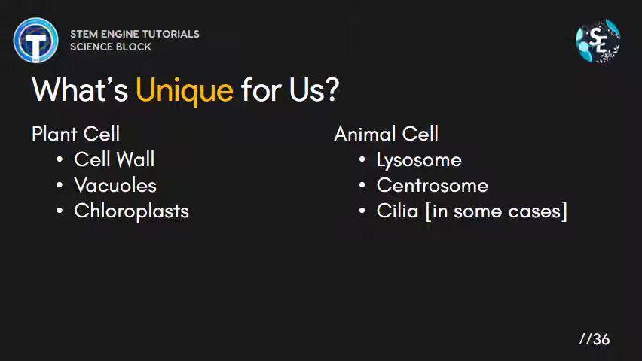And lastly, let's also talk about what is unique in terms of eukaryotic cells. So plant cells, ito yung mga parts na sila lang ang meron. So meron silang cell wall, meron silang vacuoles, and meron silang chloroplast. And yung animal cell naman, ang unique sa kanilang organelles is lysosome and centrosome. And in some cases, meron din silang cilia for locomotive abilities.